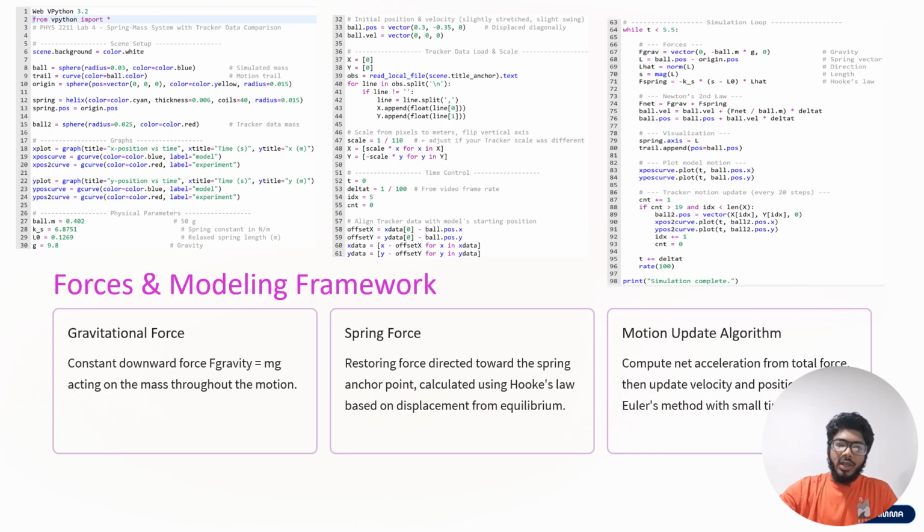Our model includes two main forces: the constant gravitational force pulling downward, and the spring force, which follows Hooke's law and always pulls the mass back towards equilibrium. We calculate the net force by applying Newton's second law and update position and velocity with Euler's method, one frame at a time.